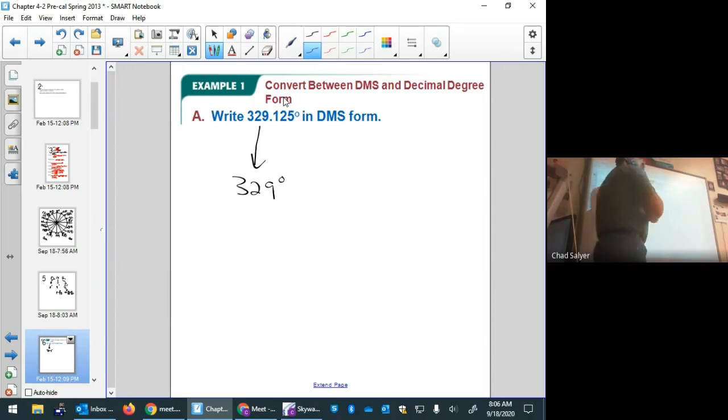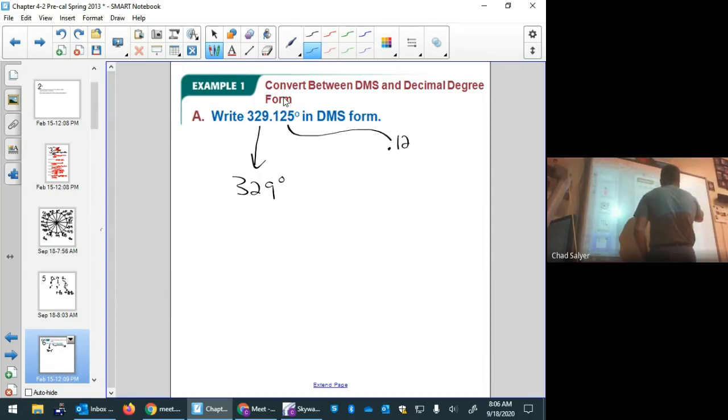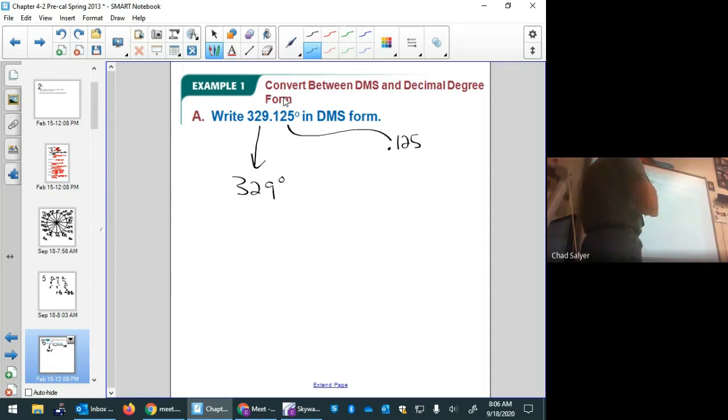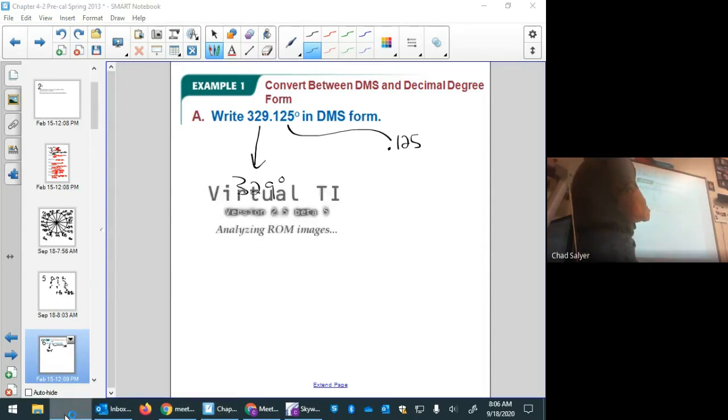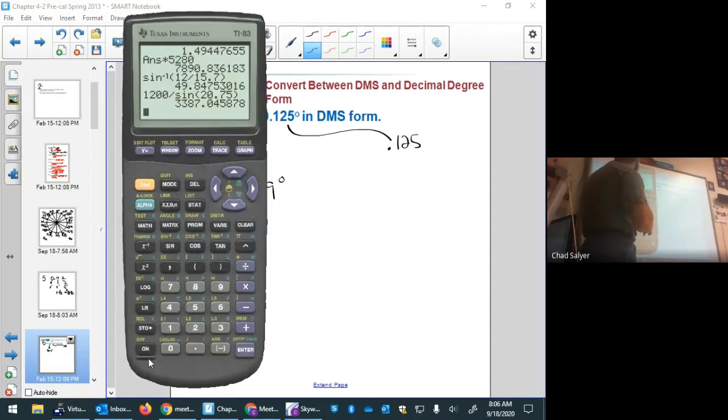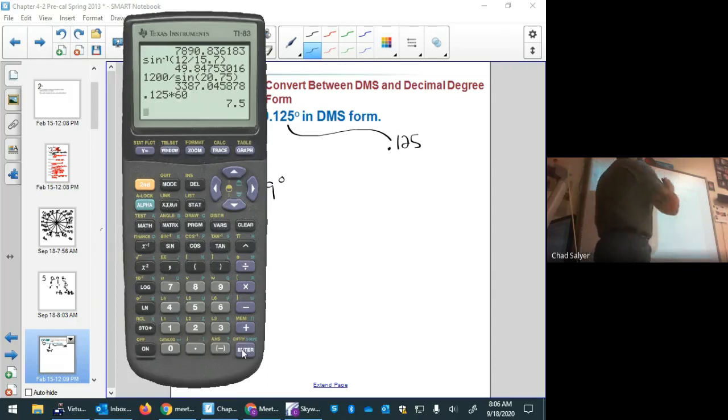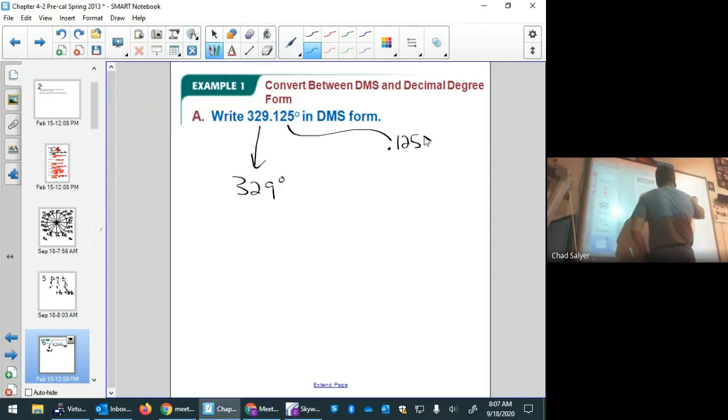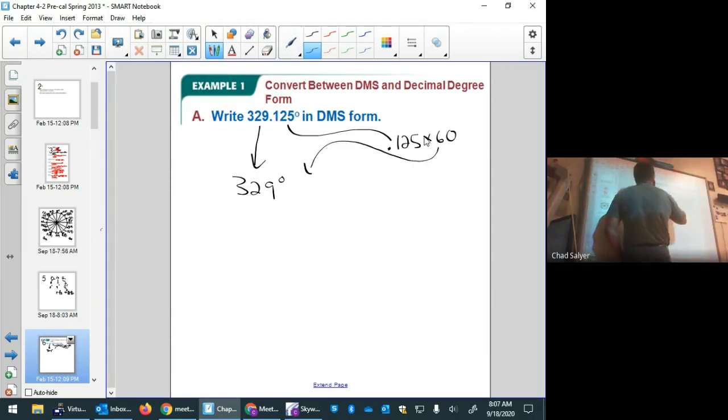329 degrees. That part's easy. Now the 0.125, I need to convert that to minutes. And the way I'm going to do that is multiply it by 60. So 0.125 times 60 is 7.5. So multiply by 60 the decimal part. And that's 7.5. So I take the 7, and that's the number of minutes.